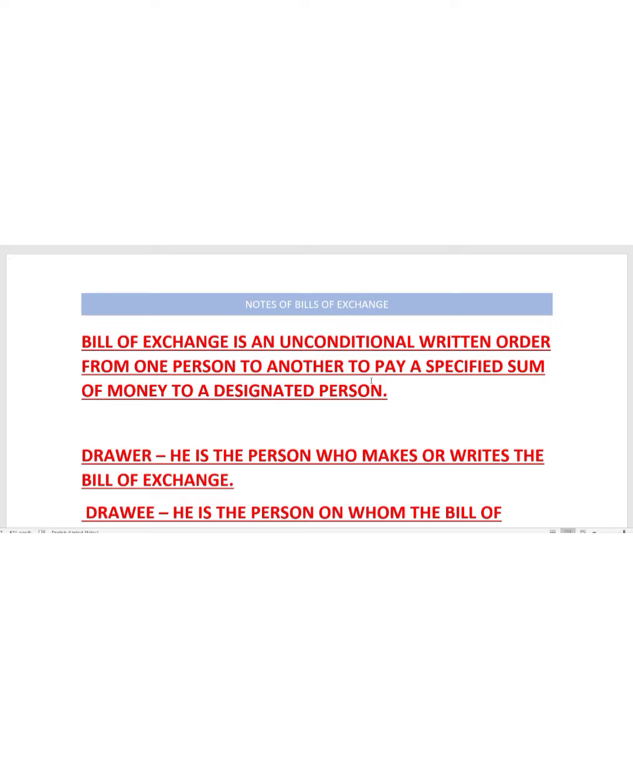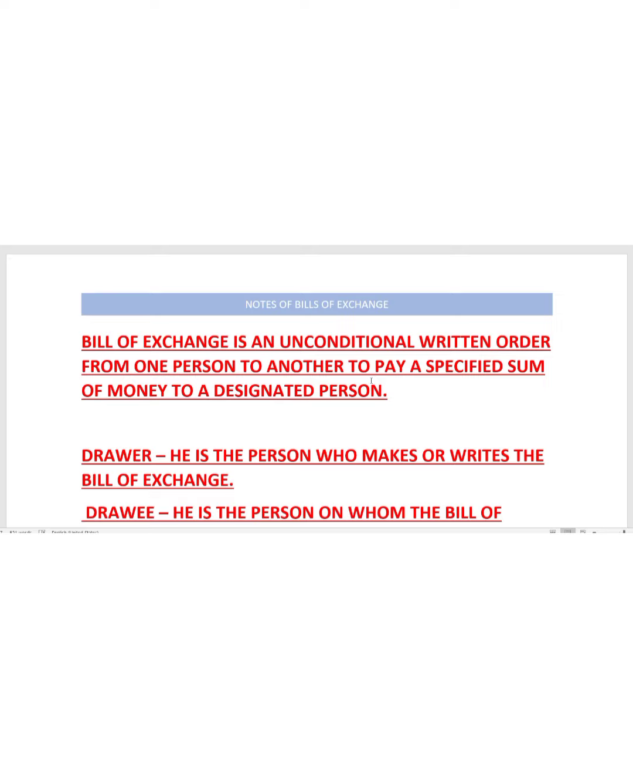Rahul is drawing a bill. Rahul is making a bill of exchange. Rahul is the drawer. He is making a bills of exchange, and he is asking Rohit, who has purchased the goods, to sign it. When Rohit is signing, it means that Rohit is undertaking that in future at a certain date he will give back the money to Rahul.